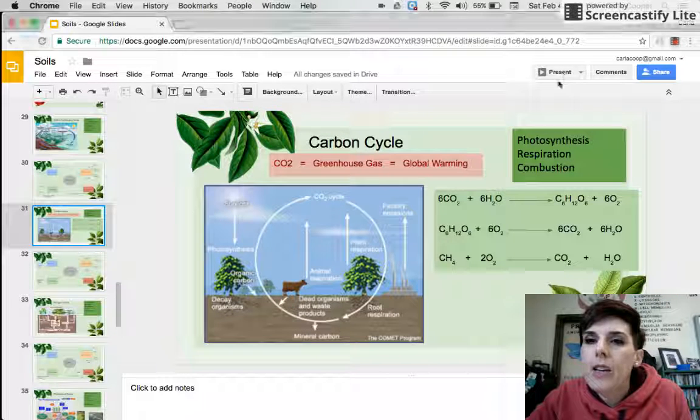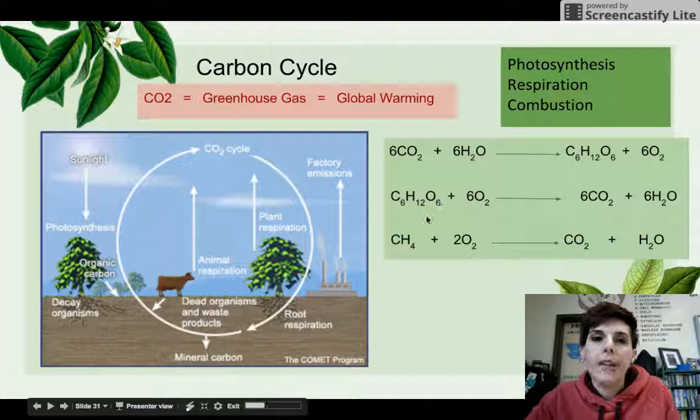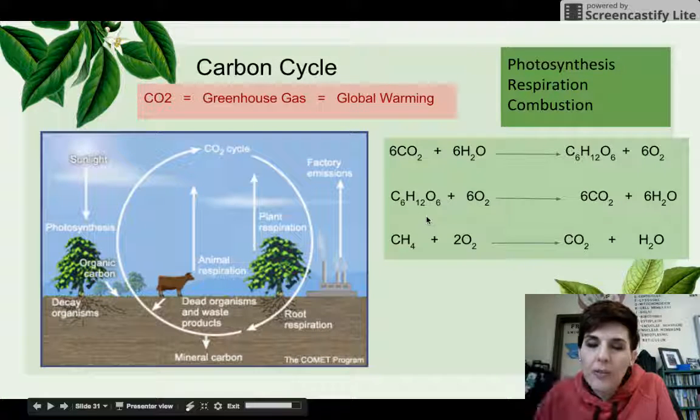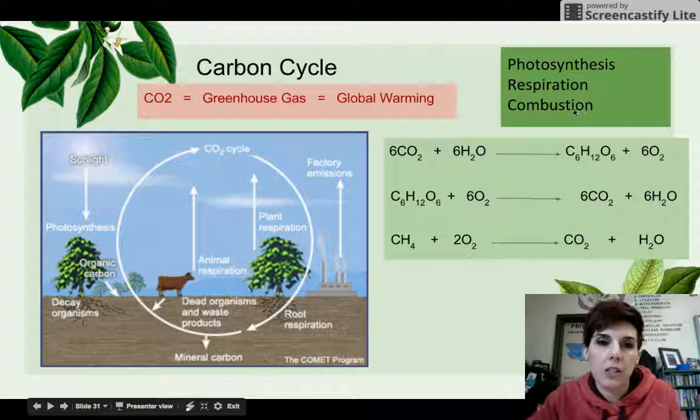Okay, and carrying on with the carbon cycle, that'll be the next cycle that we look at. Okay, carbon cycle, it's a reservoir for carbon in the atmosphere, basically. And we're going to talk about the big three, I call them: photosynthesis, cellular respiration, and combustion.